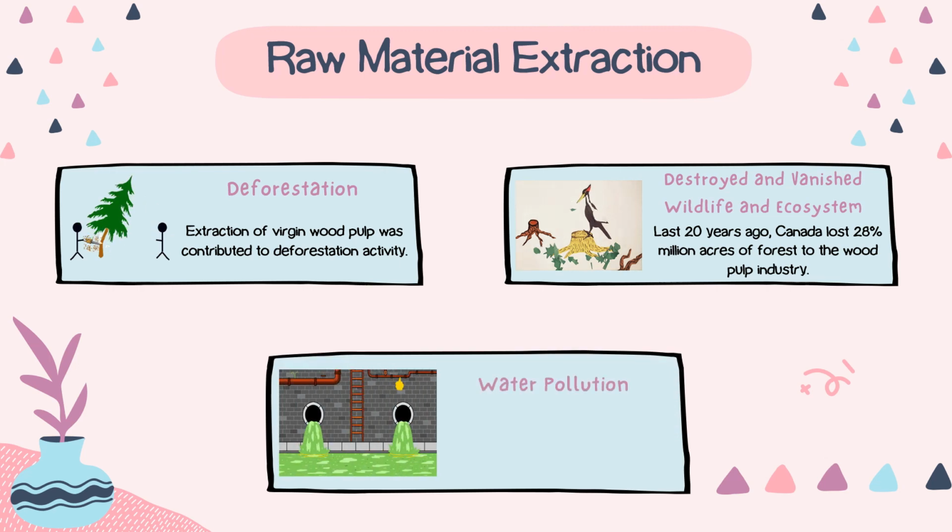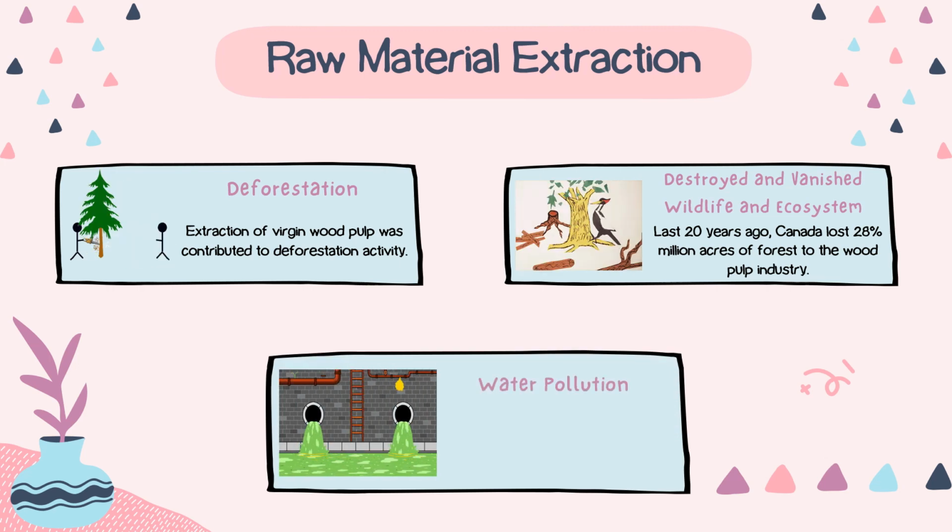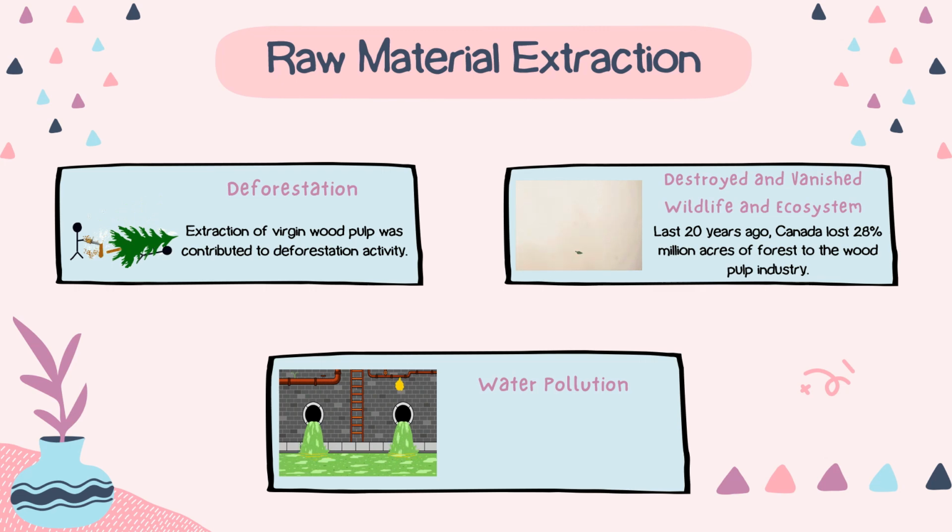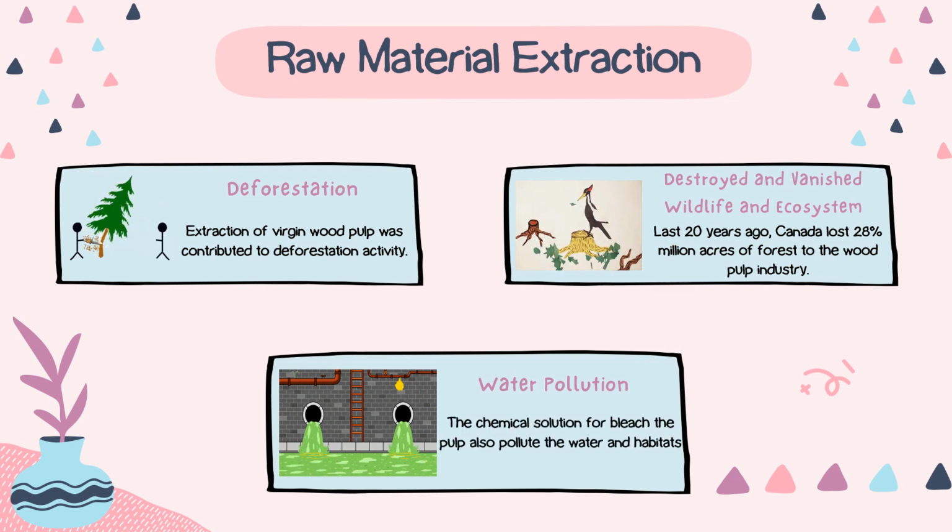Other than that, the impact of raw material extraction also contributes to water pollution. This is caused by the chemical solution used to bleach the pulp. This chemical gives a negative impact to the environment because it pollutes the water and habitats.